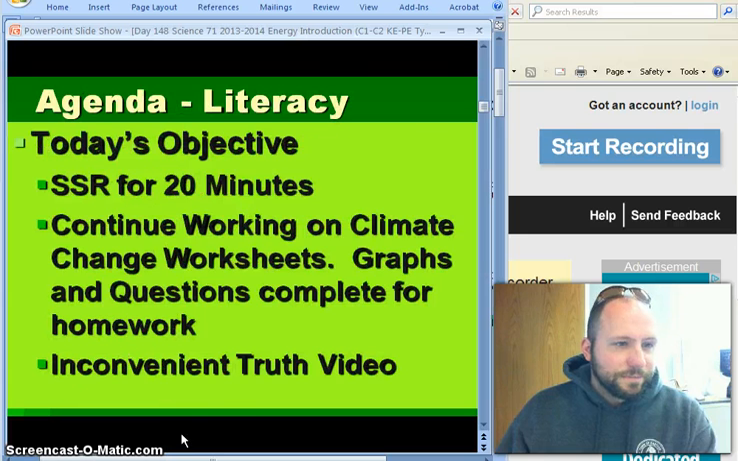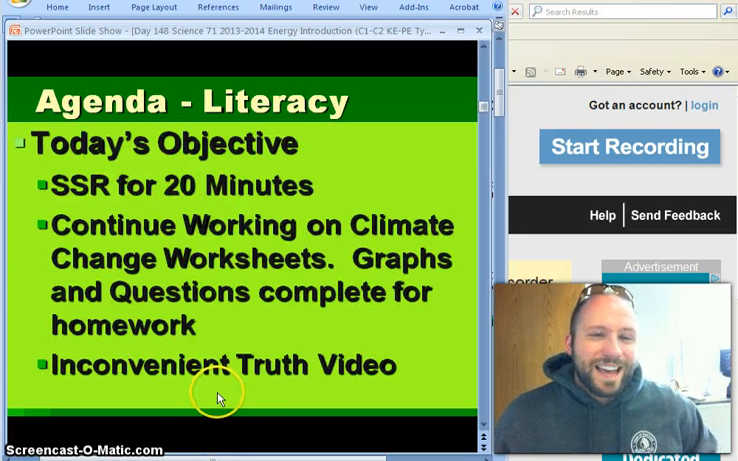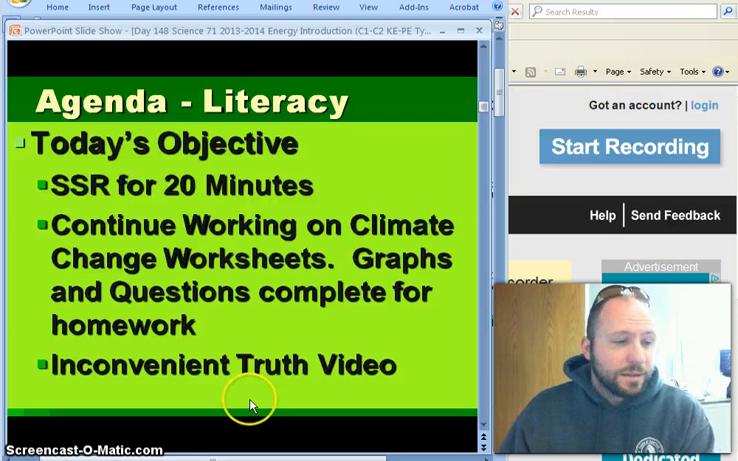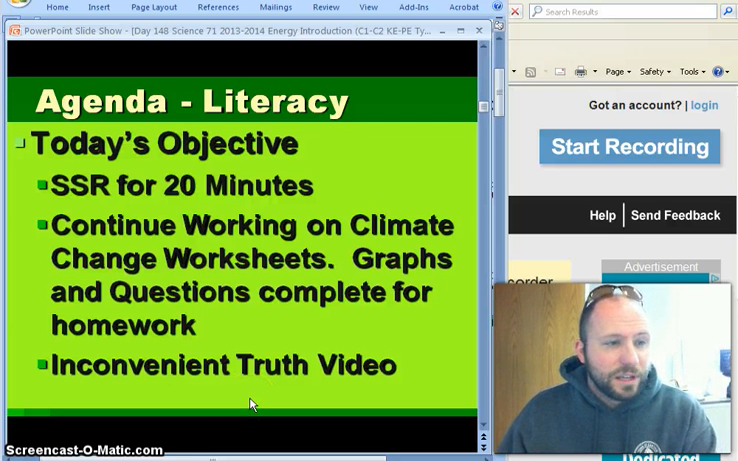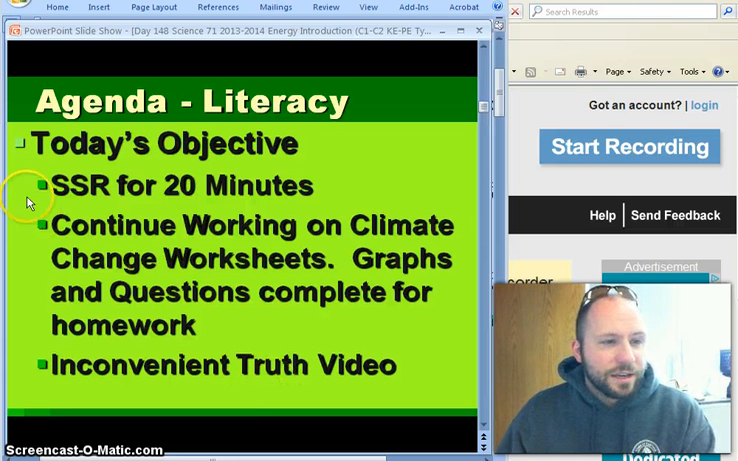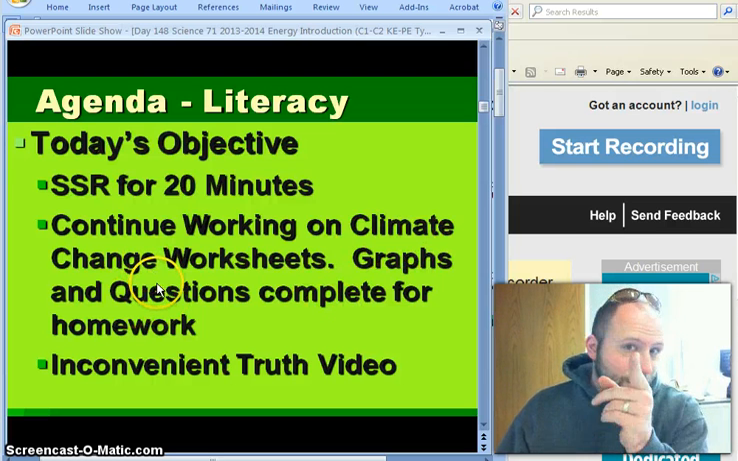For literacy, literacy's objective for today, SSR for the first 20 minutes. You're definitely going to use the clock as a timer or a cell phone as a timer, record your log for reading, and then you're going to continue working on your climate change worksheets in particular. I'd like you to focus on the graphs and questions in that packet, and if you don't get the graphs and the questions done in class, guess what you're doing for homework?